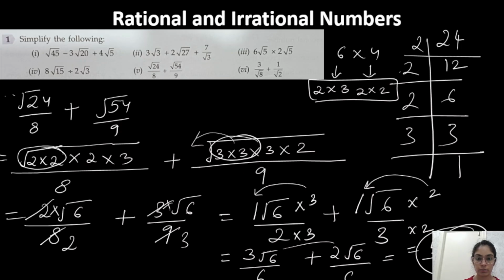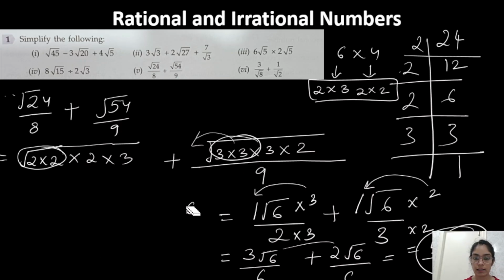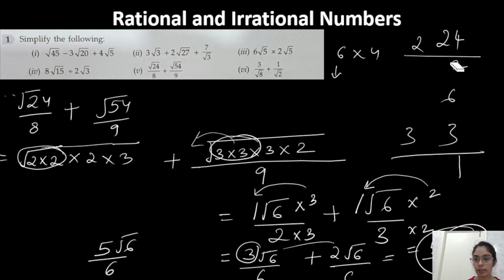So this is not visible as my photo is there. Okay, I'll just write it here. So the final answer, I hope you have understood. If this step you are adding 3 and 2, this will become 5 root 6 by 6. Yes, so it is visible now. So we have completed 5 parts here. Let's do the 6th one. I hope you have noted down this one.